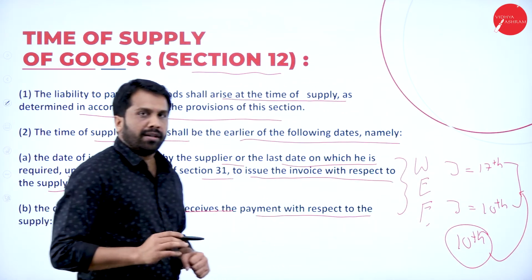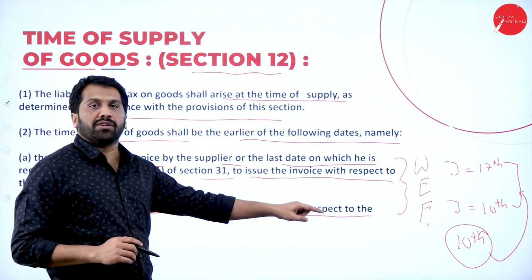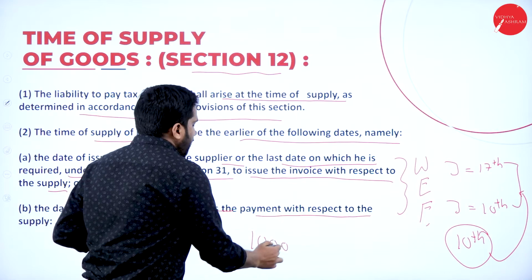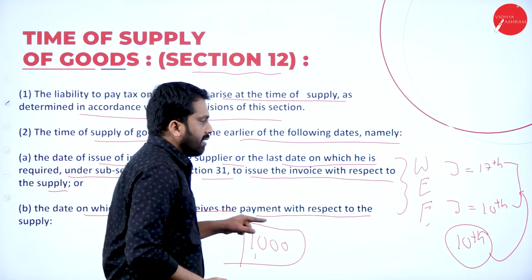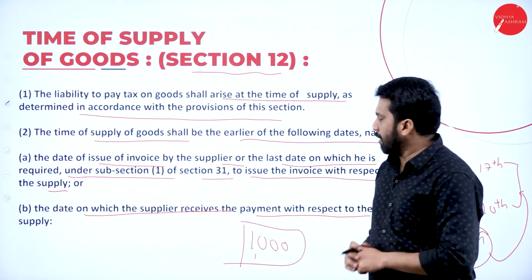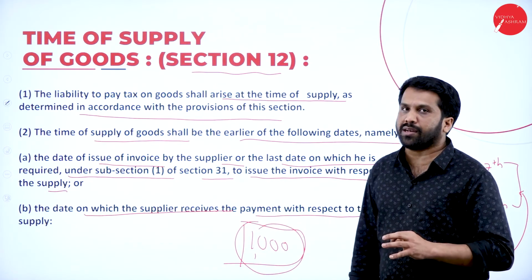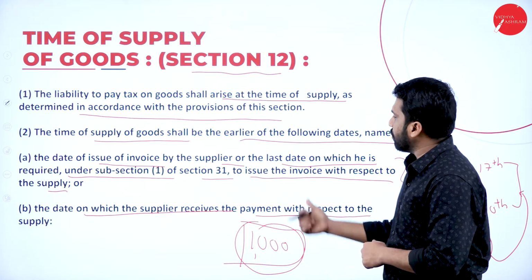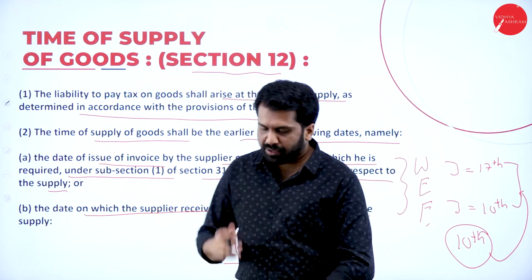Hope you are clear. Now, there is a condition. What is the condition? If the payment you received is up to 1,000 or less than 1,000, then we don't consider the payment. Again, I am repeating, if the payment you collected is less than or equal to 1,000, then we will not give importance to payment, we will give importance to your invoice made. Hope you are clear?